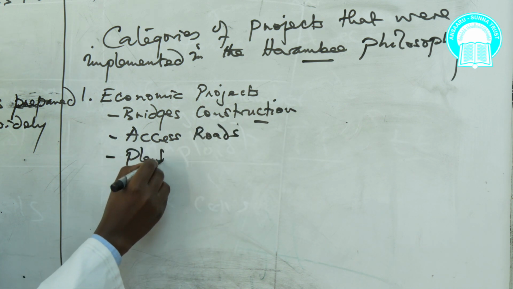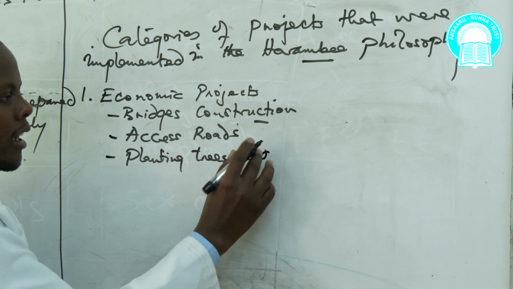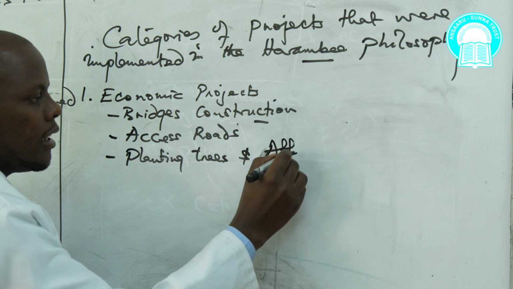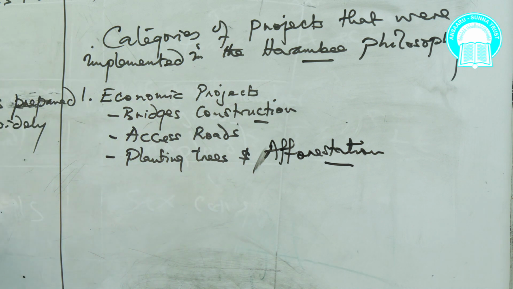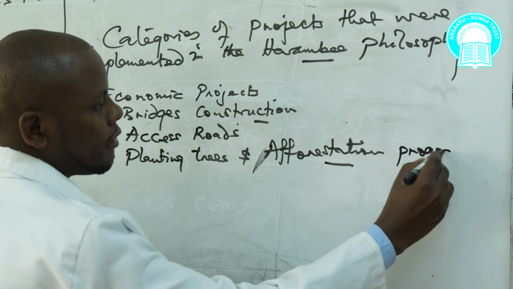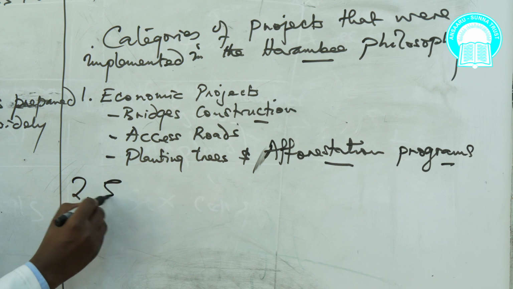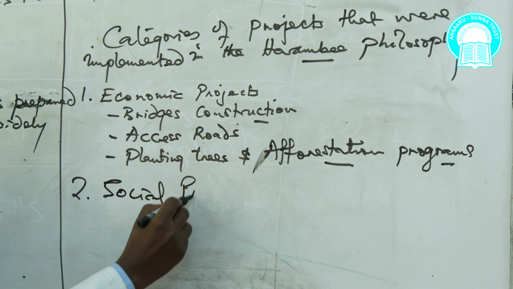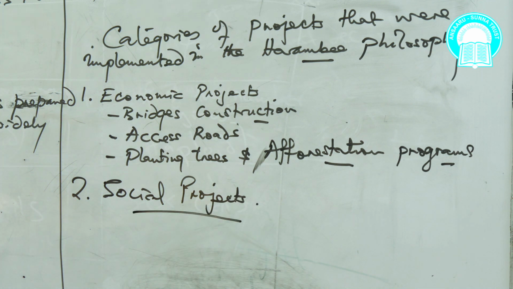planting trees, and afforestation programs, just to mention a few. Those are some of the examples of economic projects that were undertaken by Harambee. We also have the second category, that is social projects that were implemented in the Harambee philosophy.